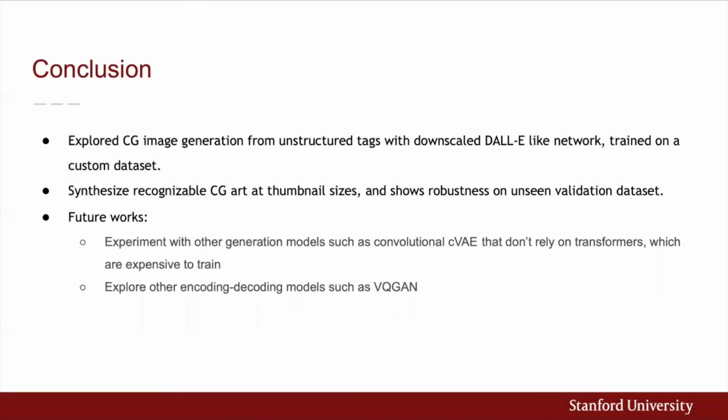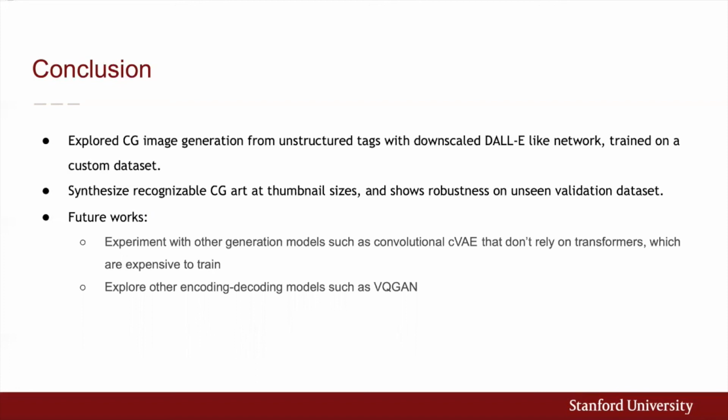So in conclusion, we explored image generation from unstructured tags with a downscaled DALL-E network and we trained it on a custom dataset, which was able to synthesize recognizable thumbnail size images. And the images also show robustness on the unseen validation dataset, as discussed in the previous slide.